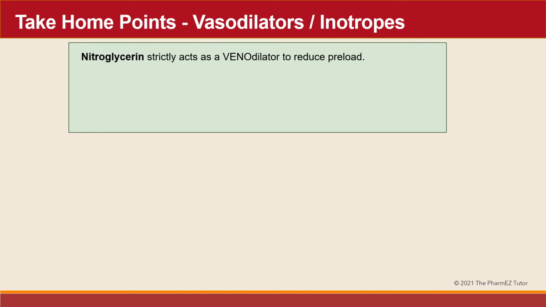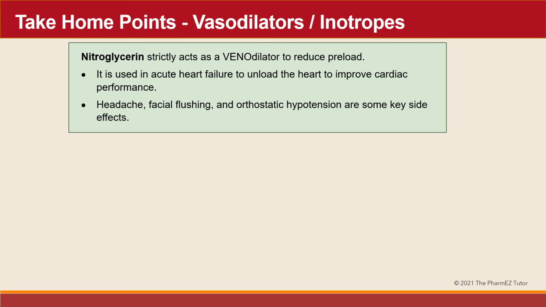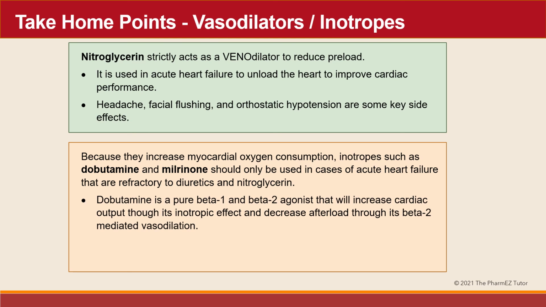Nitroglycerin strictly acts as a venodilator to reduce preload. It is used in acute heart failure to unload the heart to improve cardiac performance. Headache, facial flushing, and orthostatic hypotension are some key side effects. Because they increase myocardial oxygen consumption, inotropes such as dobutamine and milrinone should only be used in cases of acute heart failure that are refractory to diuretics and nitroglycerin.